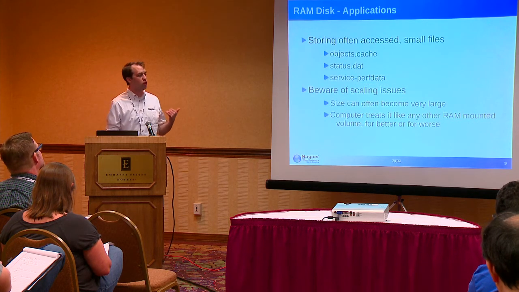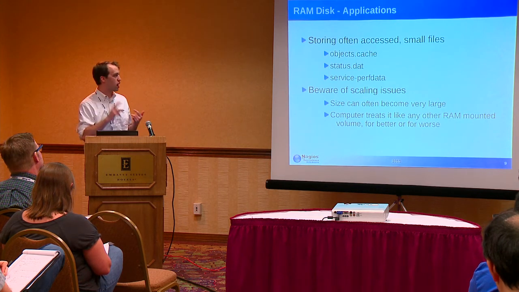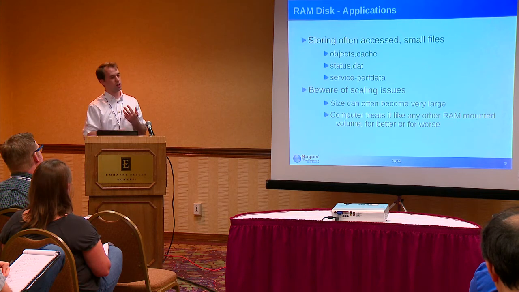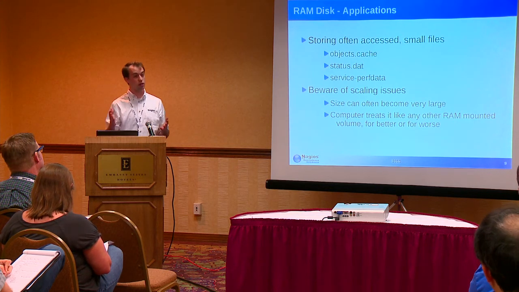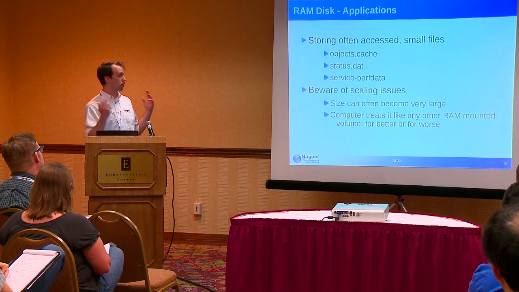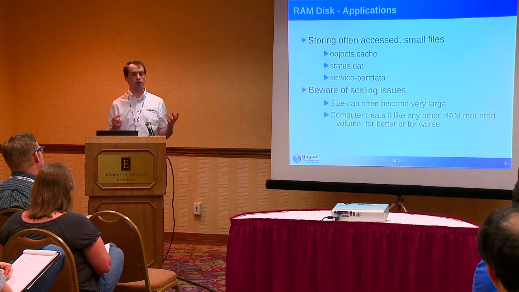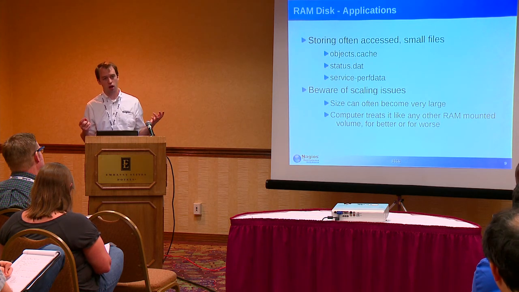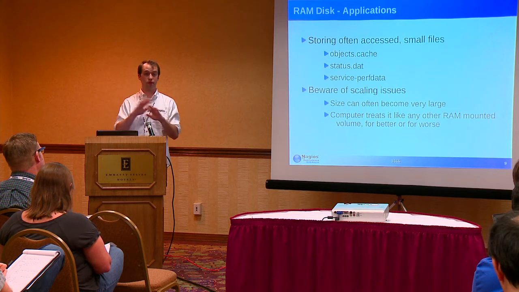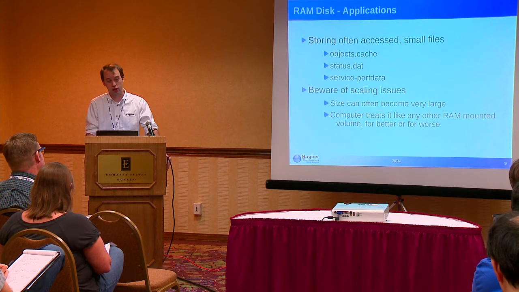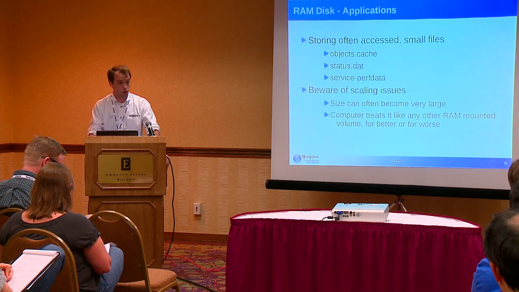So things that should go on here are frequently accessed small files, like what was previously mentioned: objects.cache, status.dat, service-perfdata. Most of the stuff in the Nagios var directory could go onto a RAM disk, and you would see some benefit from it. Obviously, it's probably not a big deal to have the nagios.log in the RAM disk unless you've got debugging turned to 1 and every option set. Then it might actually make sense, but then you're going to get a log file that's massive, and you're going to run out of RAM disk really quick.